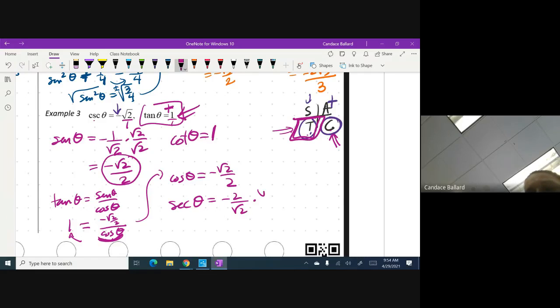All right, and then I'm going to rationalize this again, which is kind of silly because we're going to get back to an original answer. So it would be negative square root of 2. Not so bad, right? Not so bad.